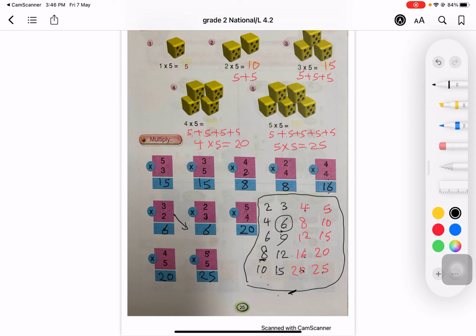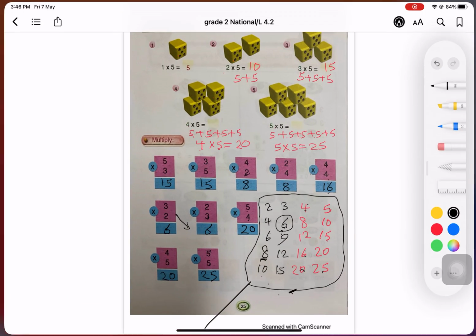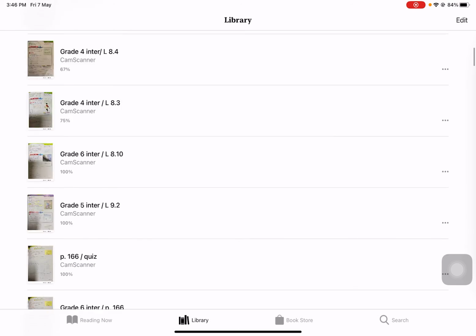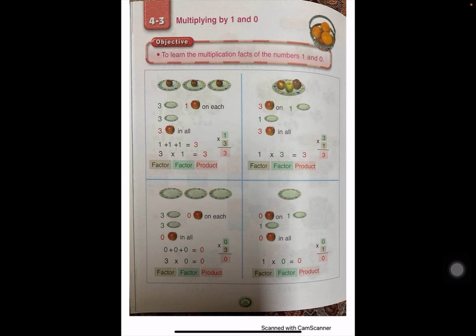Please go to lesson 4.3. Open your books at page 26. Let us all go to lesson 4.3. It is multiplying by 1 and 0.